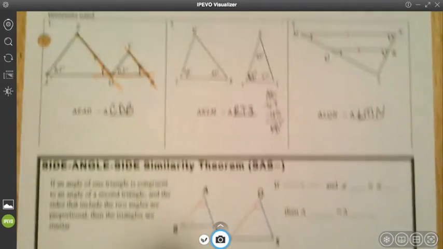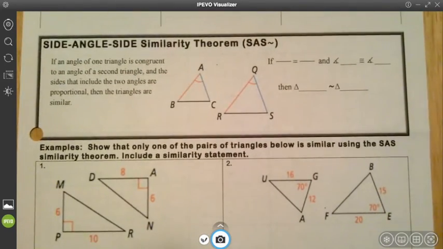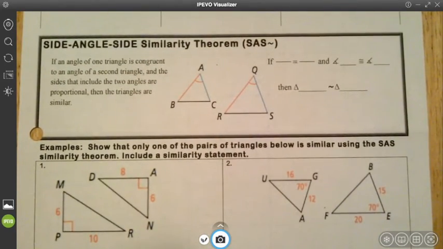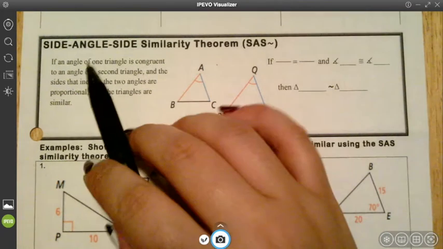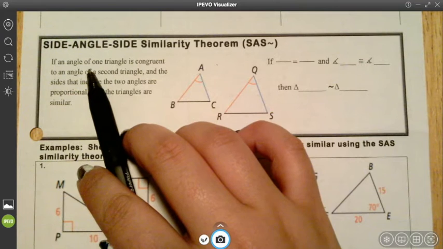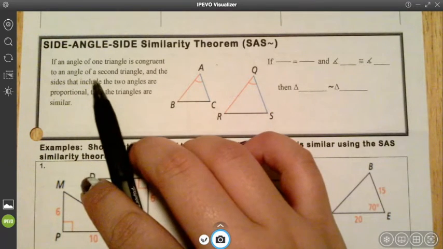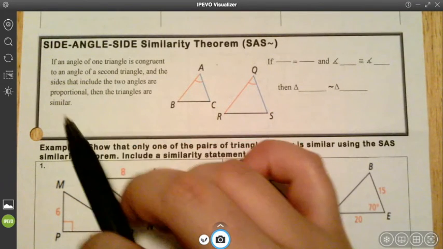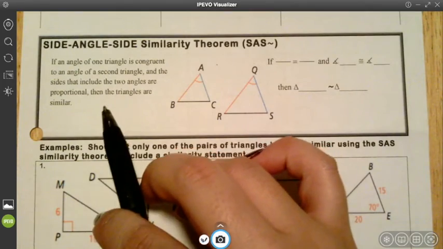Our second way that we can tell when two triangles are similar is using side angle side, but this time it's a similarity theorem. So instead of looking for all of our measurements to be equal to each other, we're looking for the sides to be proportional to each other. So when we're looking for side angle side, we're looking for one angle of a triangle to be congruent, and the two sides that are touching that angle, the two sides adjacent to that angle, are proportional.